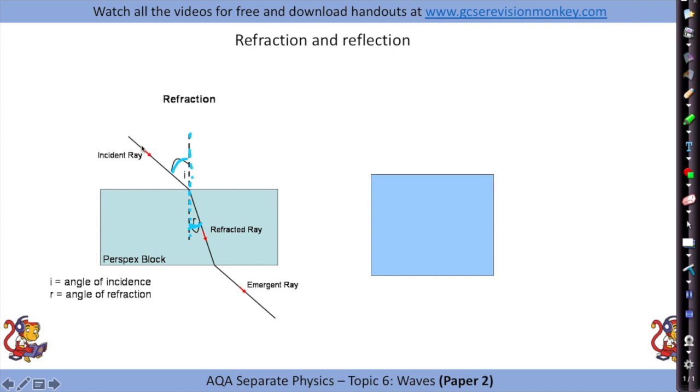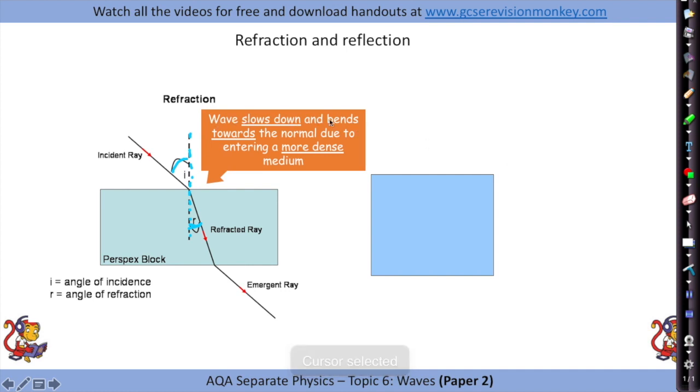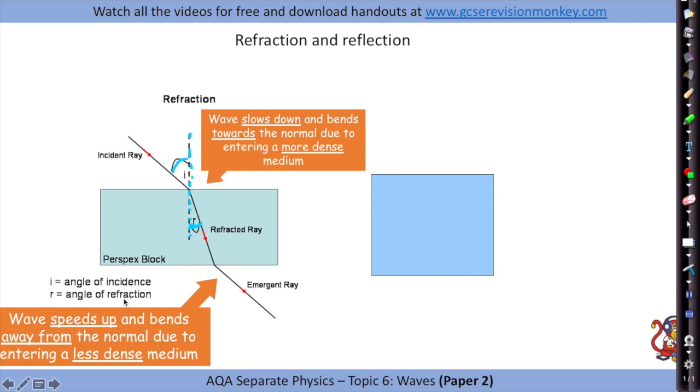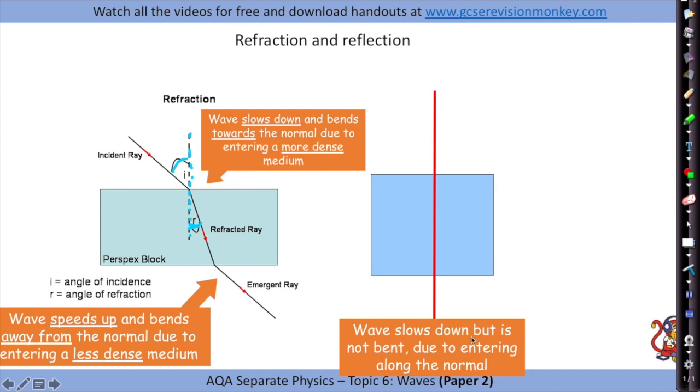And we're going to see that as it goes into a more dense material, the wave slows down and it bends towards the normal because it's entered a more dense medium. And on the way out, the wave is going to speed up and bend away from the normal due to entering a less dense medium. Now, if we shine the ray of light straight down the normal, the wave still slows down, but it's not bent because it's entering along the normal.